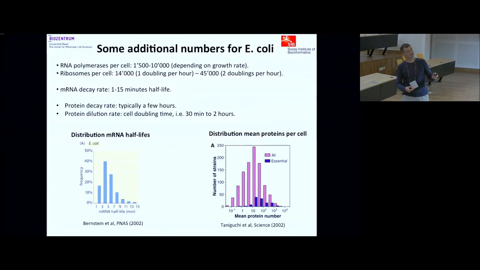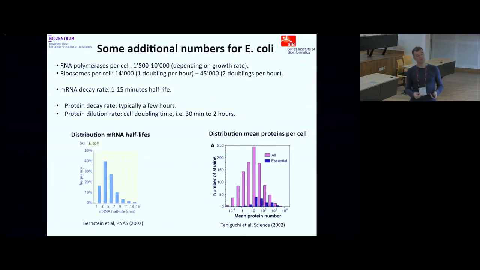For these mRNAs, here is some data from a paper of Bernstein et al. of 2002. Their decay rates are between 1 and 15 minutes. The most common is something like between 3 and 5 minutes, and it ranges up to 15. So mRNAs turn over fairly fast. They don't live very long.